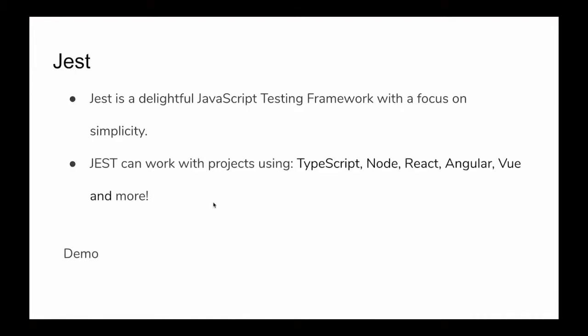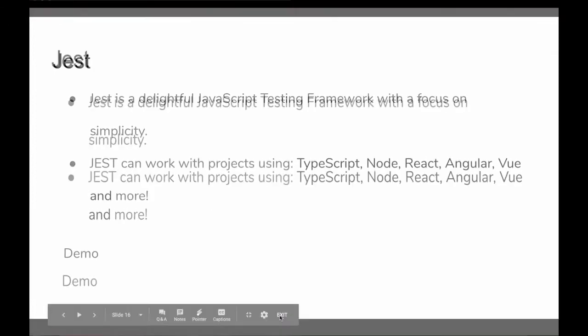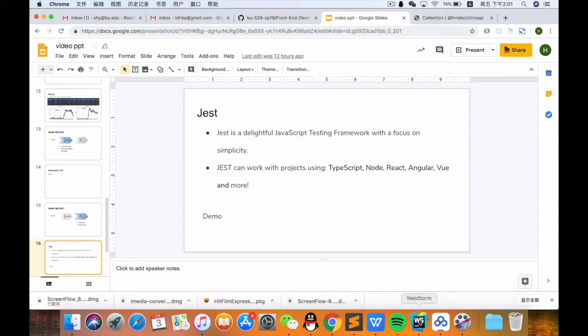So what technology do we use to test our code? Actually, we use Jest, which is a delightful JavaScript testing framework with a focus on simplicity. Jest can work well with projects using TypeScript, Node, React, Angular, Vue, and more. We just run npm test in our command line, and then it will automatically find the test files and do all the tests. So I will show a quick demo on how we run our tests in our project.